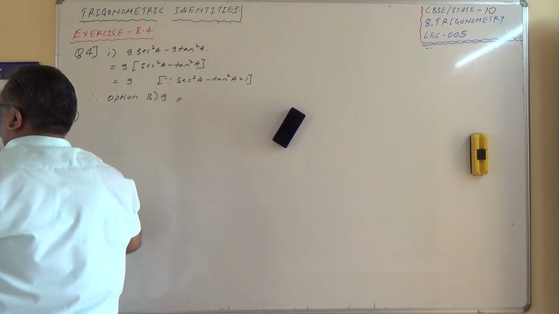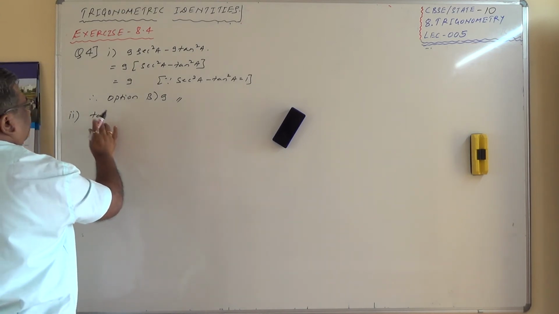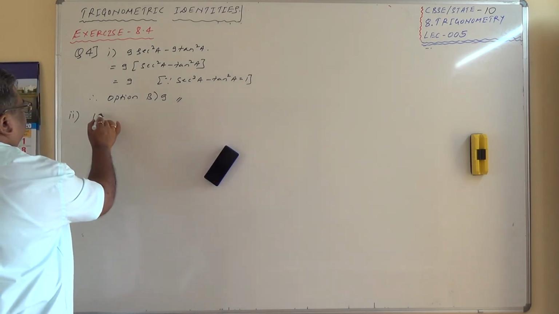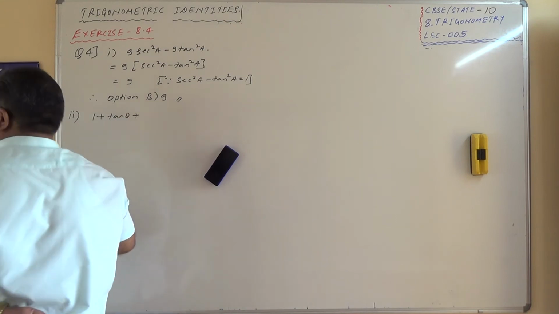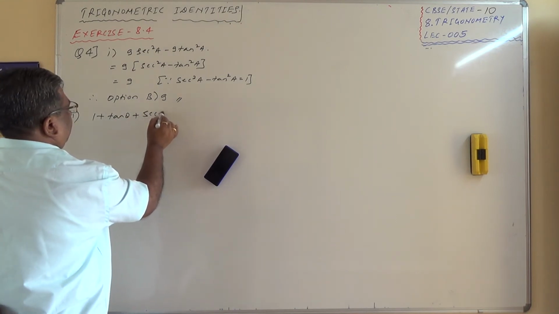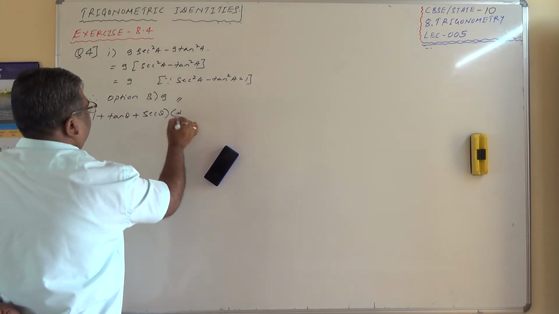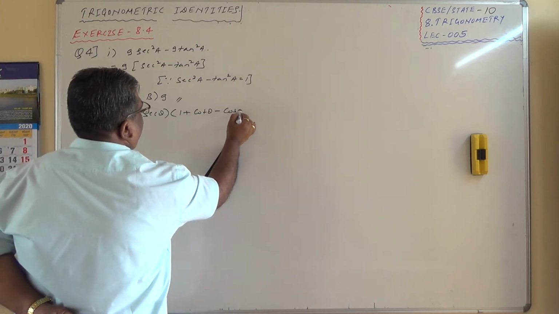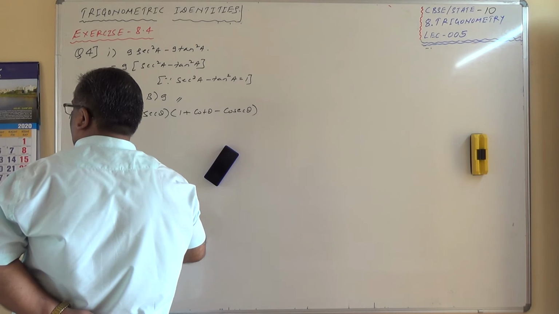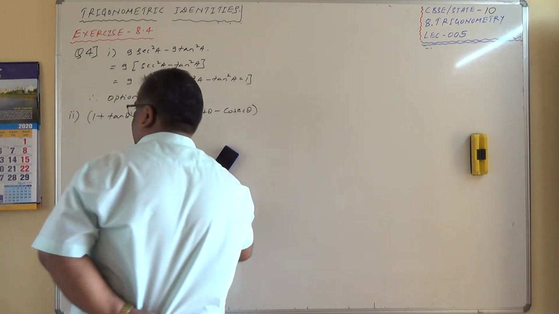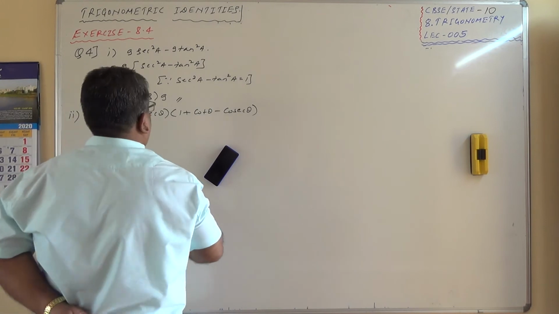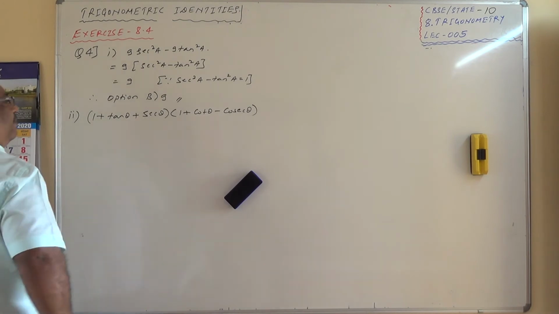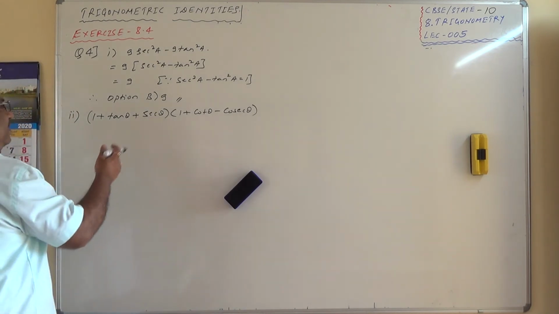Second one, 1 plus tan theta plus sec theta, over 1 plus cot theta minus cosec theta. The options given are 0, 1, 2, minus 1. So let us see how to solve this one. If I convert them into sin cos ratios, it is possible. Let us see.